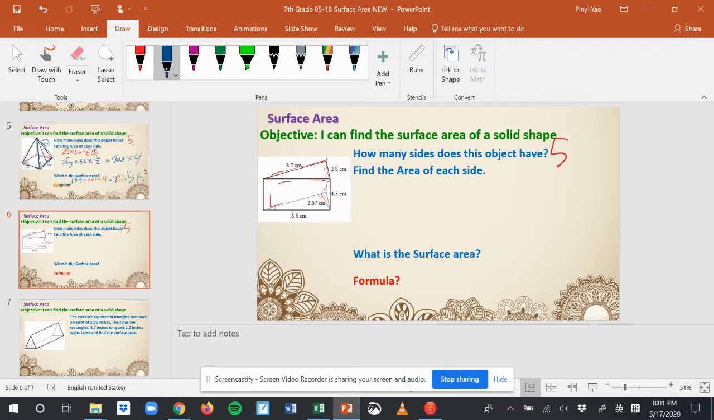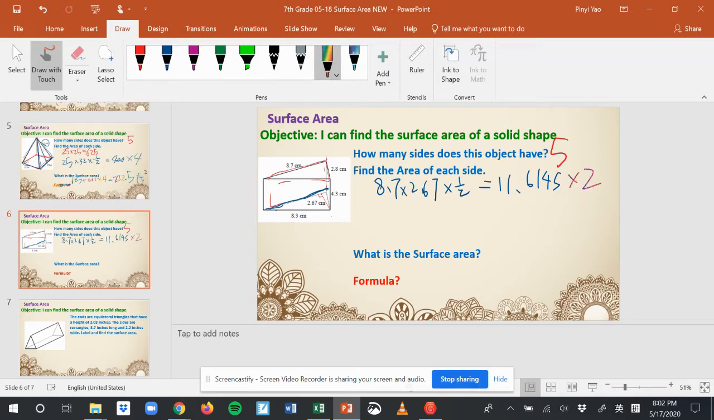So we have this one on the top, which is the triangle. It's the same as the one on the bottom. We need to use the base, which is 8.7, times the height, which is 2.67, times 1/2. That actually gives us 11.6145. And don't forget, we have a top and a bottom, so that needs to be multiplied by 2 later.